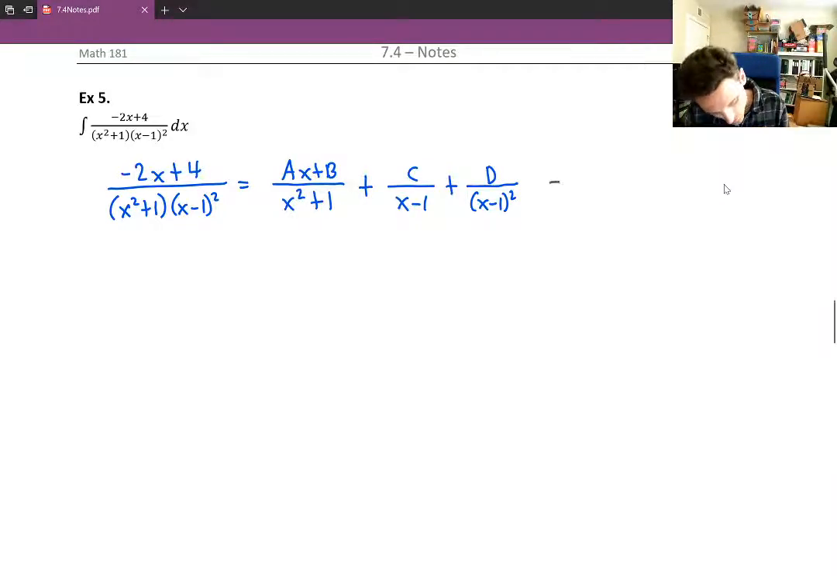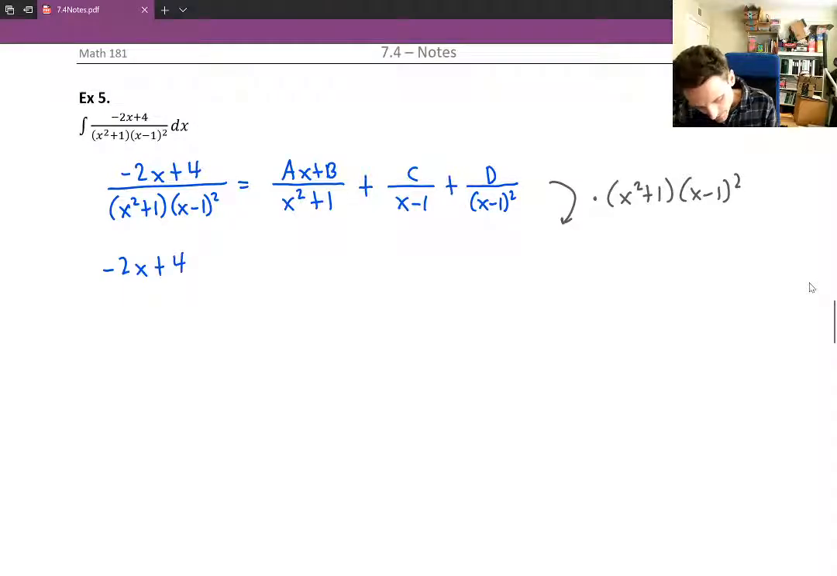Now, as a first step, we're always going to clear out those fractions. So let's multiply both sides by x squared plus 1 times x minus 1 squared. It's always multiplied by the original denominator that you had. So on the left we have negative 2x plus 4. On the right we have ax plus b. That's not going anywhere because it's on the top of the fraction. Then the x squared plus 1's cancel, and we have x minus 1 squared on the top.